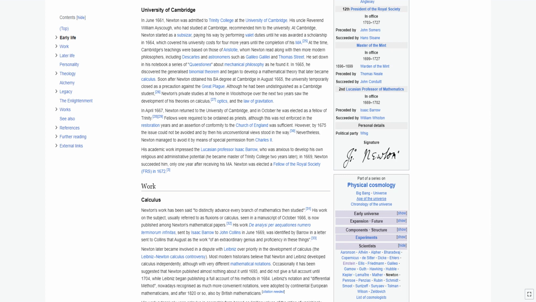At the time, Cambridge's teachings were based on those of Aristotle, whom Newton read along with then more modern philosophers, including Descartes, and astronomers such as Galileo Galilei and Thomas Street. He set down in his notebook a series of questions about mechanical philosophy as he found it. In 1665, he discovered the generalized binomial theorem, and began to develop a mathematical theory that later became calculus.